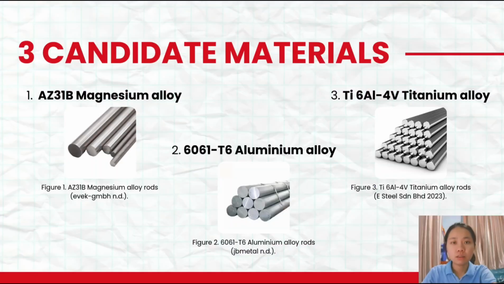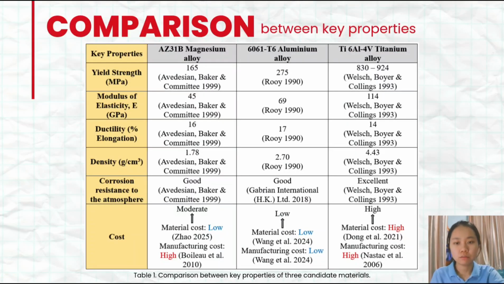Hi, this is Mingyan. To proceed with the comparison between properties, we have shortlisted three candidate materials, which are AZ31B magnesium alloy, 6061-T6 aluminum alloy, and also the Ti6Al4V titanium alloy. To manufacture a javelin shaft, the material used needs to have a higher value of yield strength, a higher value of modulus of elasticity, and moderate or high ductility, which is usually represented by the percentage of elongation. Also, it has to be low cost, low density, and have good corrosion resistance towards the atmosphere.